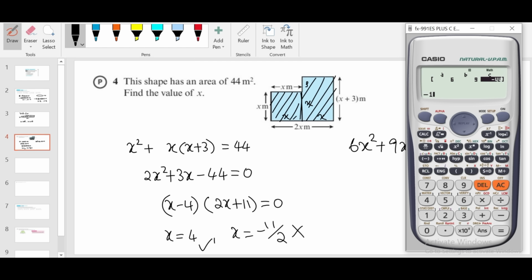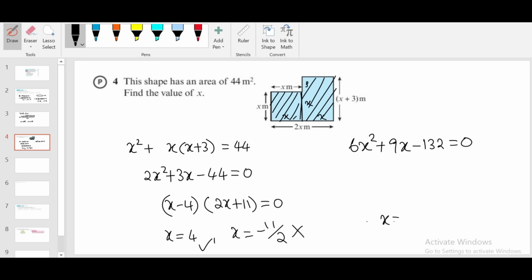9 minus 132. You get 4 and negative 11 over 2. X is equal to 4. X is equal to minus 11 over 2. And then you need to write this step: x minus 4 times 2x plus 11 is equal to 0.